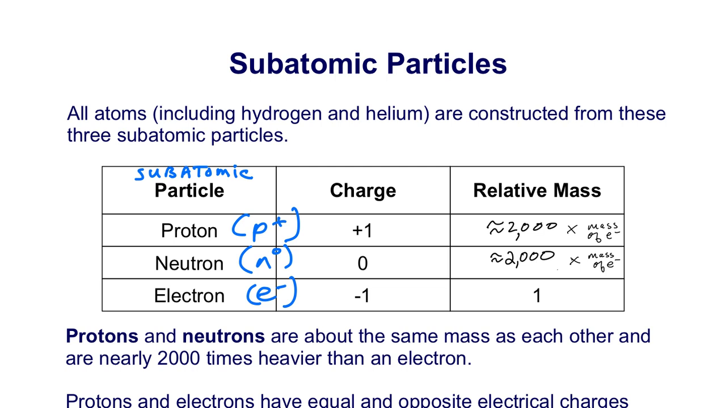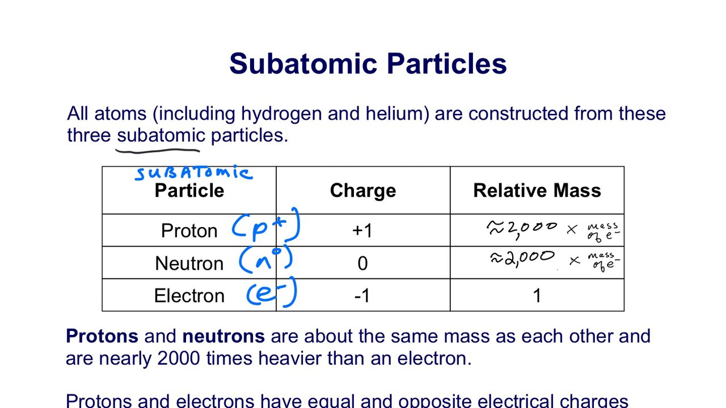So what is an atom? Well, let's talk about what it's made of. It's made of subatomic particles. Now, these particles don't really exist on their own. They exist in the structure of an atom. So let's talk about that.